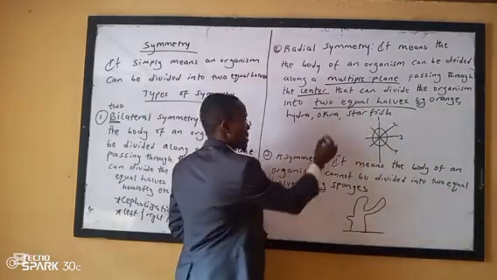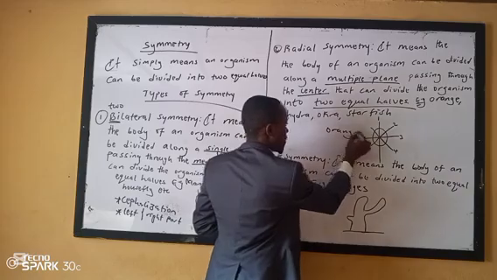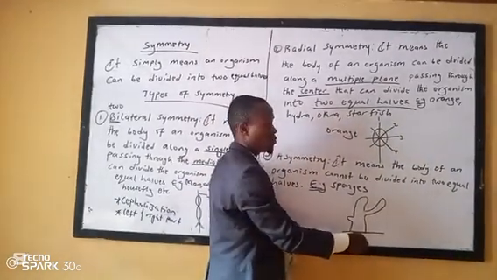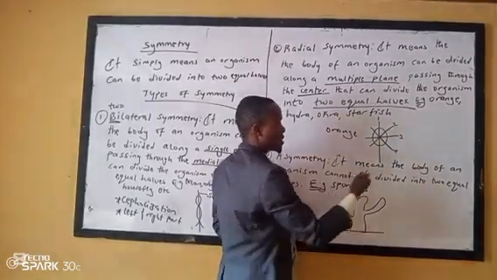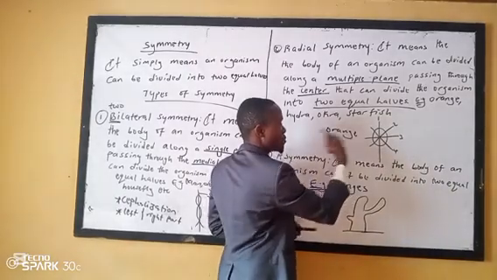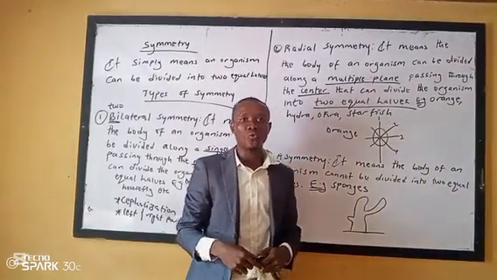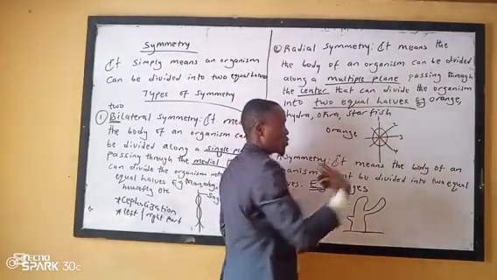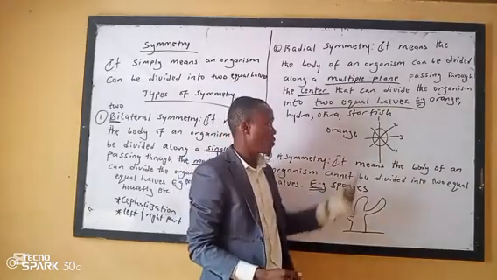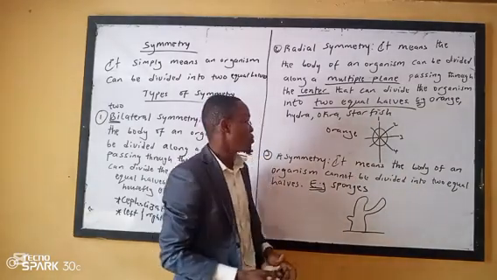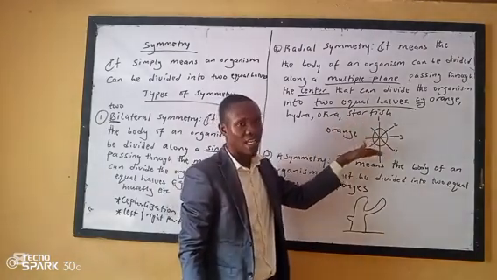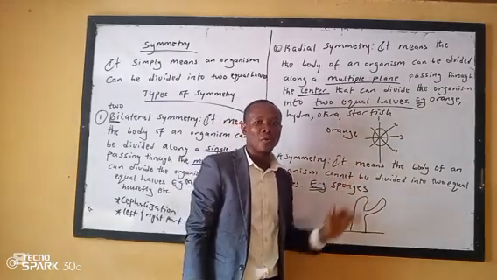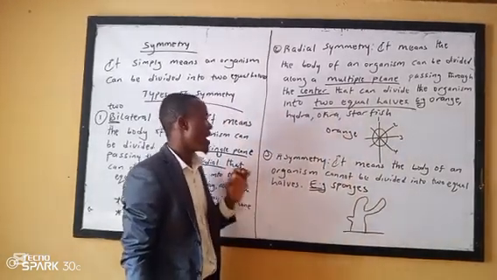So let's take this one as an orange. Here we want to divide it into two equal halves. We can use this first line here, which I drew. We can use the second one. We can use the third one. We can use the fourth one to divide it into two equal halves. The first one can divide it into two equal halves. The second one also can do the same thing. The third one, and likewise the fourth one. So in this case, there are multiple planes, that means multiple lines that you can think of which can pass through to divide the organism into two equal halves.